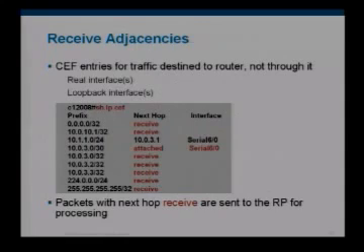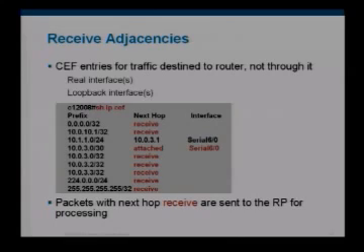So how does it do that? It uses the CEF adjacencies. For example, when you do show ip cef on your high-end box, anything which has a next hop of receive, that traffic will be inspected by the RACL.